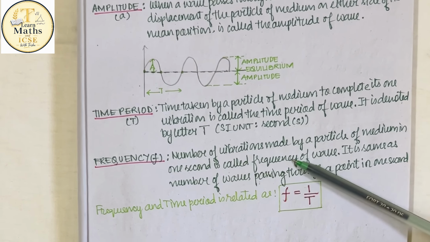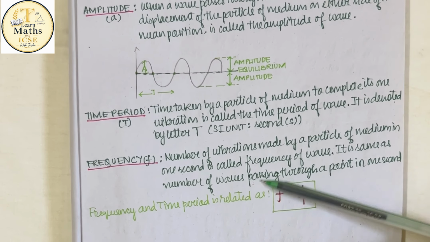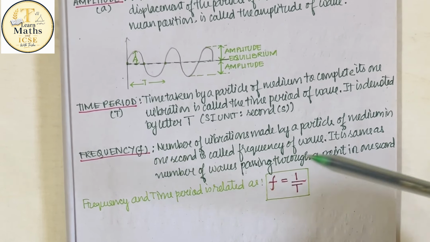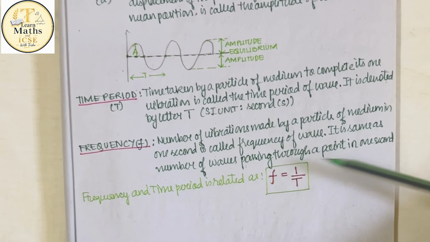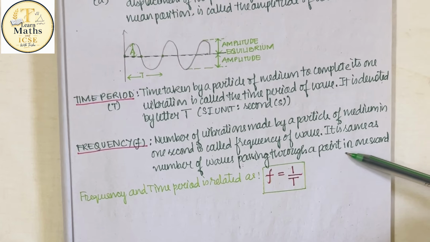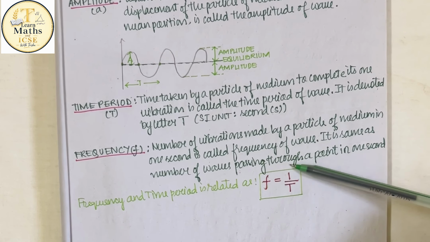Frequency: the number of vibrations made by the particle of the medium in 1 second is called frequency. It is the same as the number of waves passing through a point in 1 second. It is denoted as f, and f is equal to 1 by T.